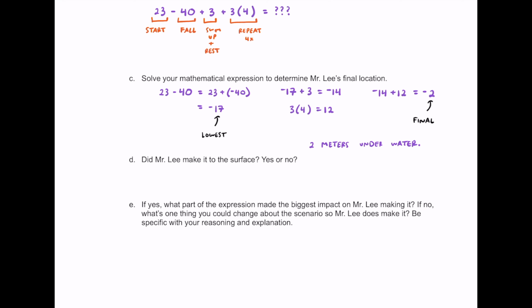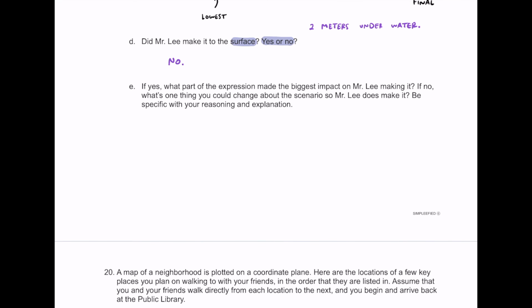For question D, did Mr. Lee make it to the surface? Yes or no? We're going to go ahead and sadly say no, he did not make it. Alrighty, for part E, the question says, if yes, what part of your expression made the biggest impact on Mr. Lee making it? If no, which is what we came up with, what's one thing we could change in this scenario so that Mr. Lee does make it? Be specific, and make sure we have some good reasoning and explanation.